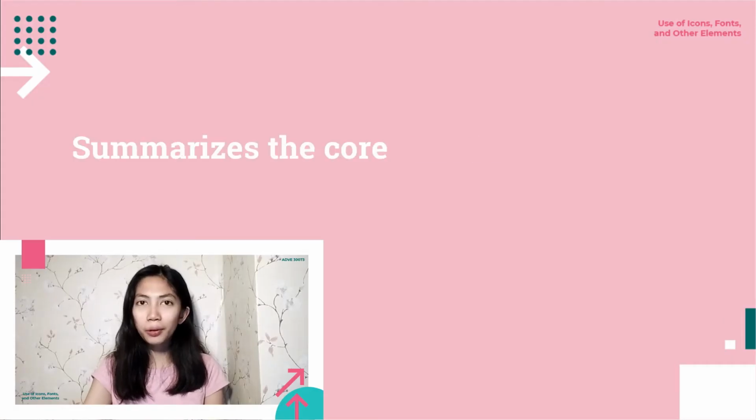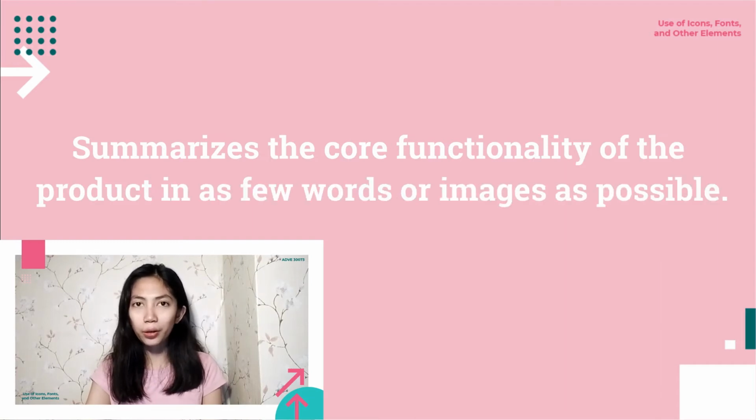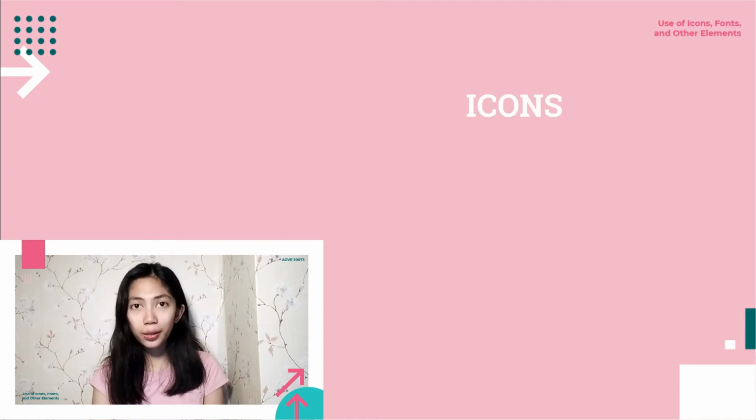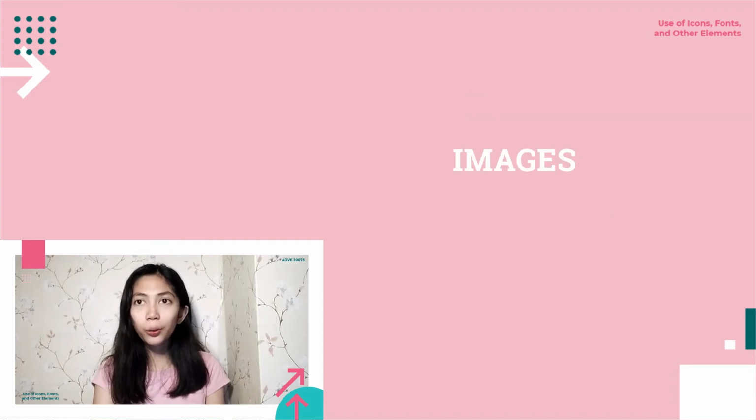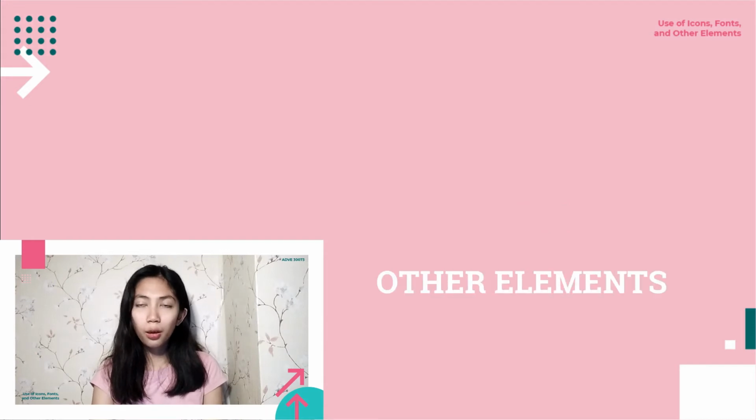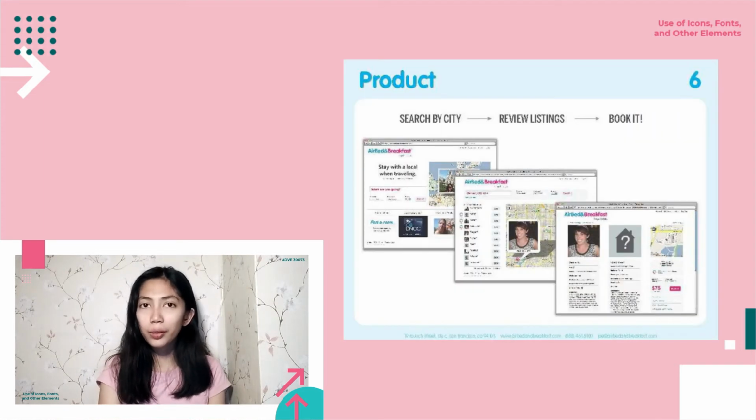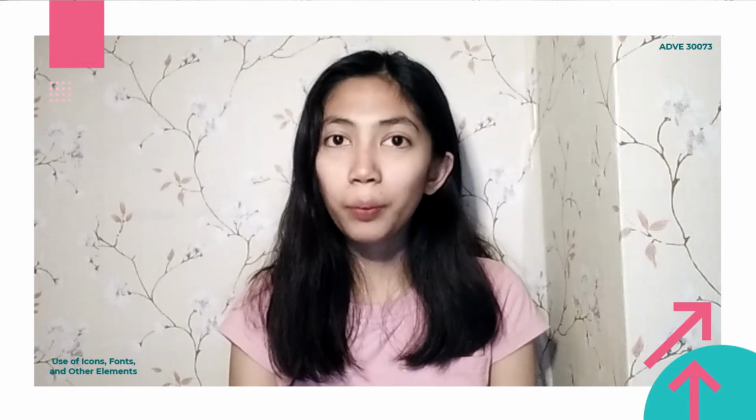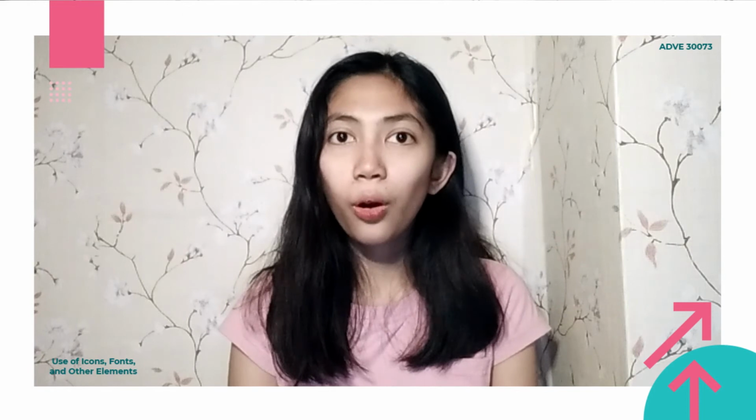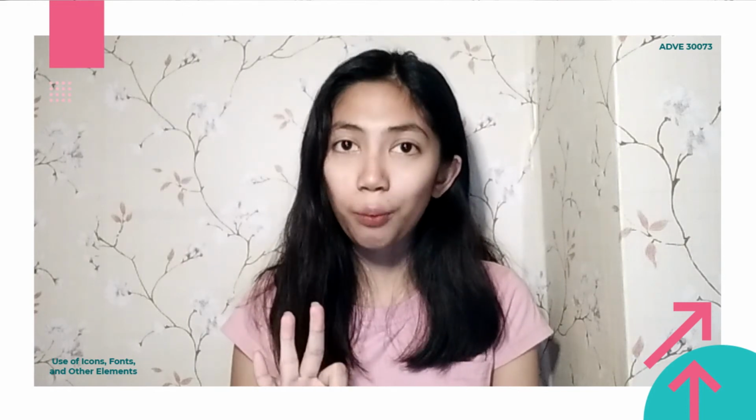The product slide summarizes the core functionality of the product in as few words or images as possible. We can use icons, images, a short video, and other elements if we want to replace long sentences and paragraphs. In the original Airbnb design, the search by city, right arrow, review listings, right arrow, book it, helps guide viewers in what the interface does, and implies that the process consists of 3 simple steps.